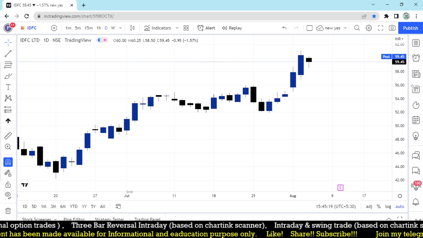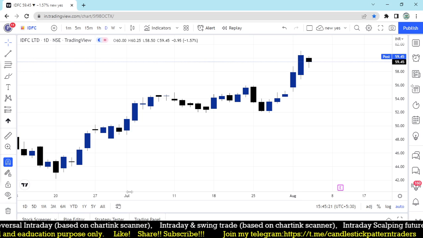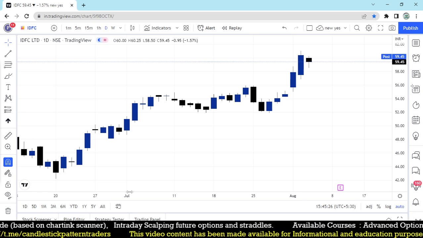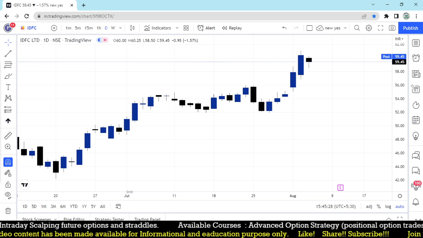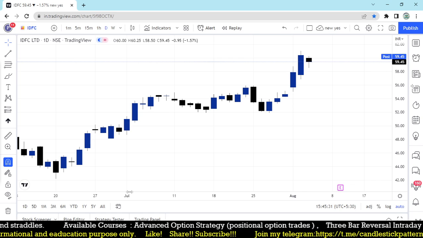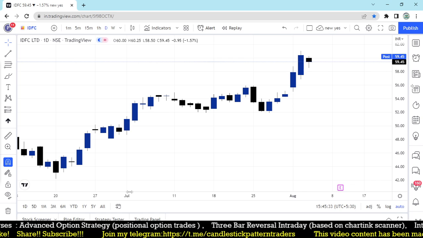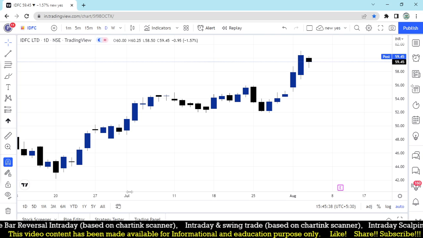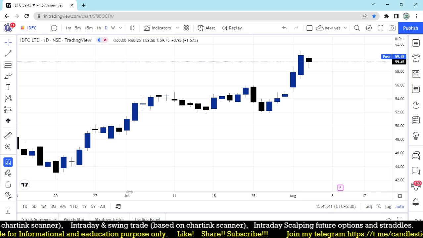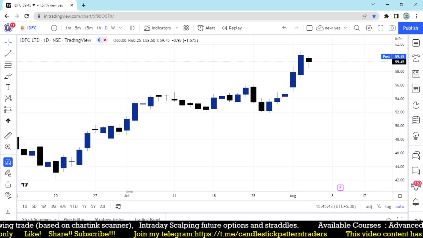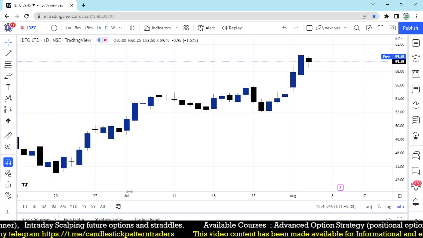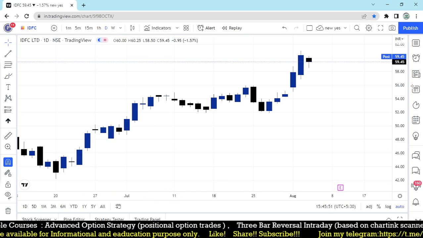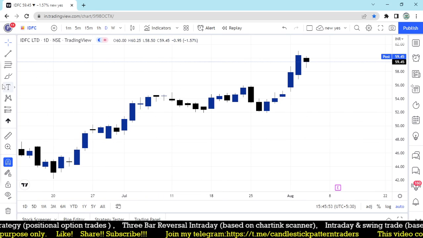This trade was done yesterday, and I didn't have time to post the video, so I'm recording it today. We booked two trades based on the positional option strategy. These are the two stocks. One is IDFC. Those who have learned my strategy know this very well. The stock generated the trade opportunity yesterday, and the close price where it started was 55 rupees.